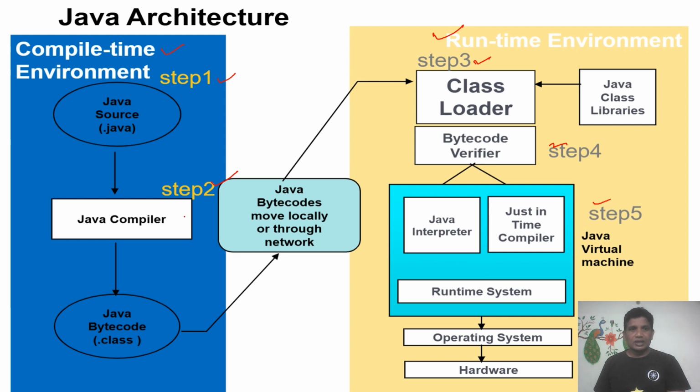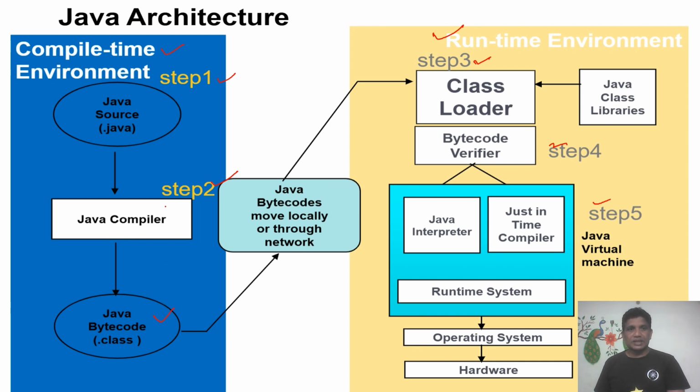When it comes to step 2, the Java compiler will compile the Java source code. If you write javac filename.java, the compiler will compile the Java source code. If the Java source code is as per the standards of Java and there are no syntax errors, then it will be compiled successfully. The Java compiler will generate the .class file, which is also called bytecode.